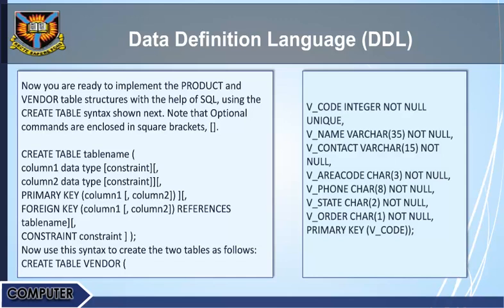Create table vendor, vcode integer not null unique, vname varchar 35 not null, vcontact varchar 15 not null, vareacode char 3 not null, vphone char 8 not null, vstate char 2 not null, vorder char 1 not null, primary key vcode.